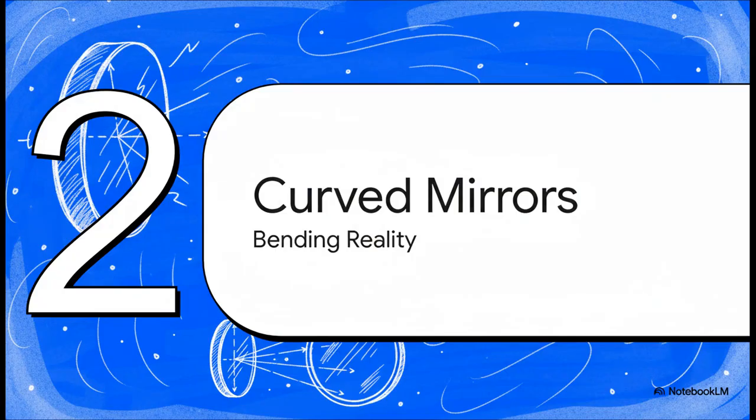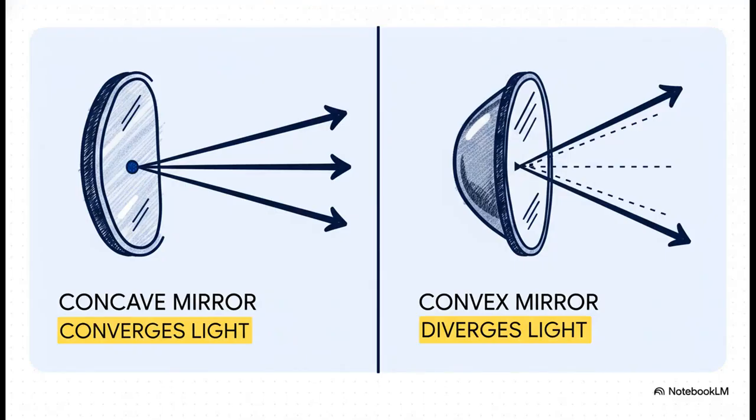Okay, so flat mirrors, simple enough. But what happens when we start to curve that surface? Well, that's where things get really, really interesting. This leads us to two main types of mirrors, concave and convex. All right, here's a super easy way to remember this. A concave mirror is curved inward, just like a cave you could walk into. Its job is to take parallel rays of light and converge them, basically bring them all together at a single point. A convex mirror, it does the exact opposite. It bulges out, and it causes those same parallel light rays to spread out or diverge. So one brings light together, the other pushes it apart.